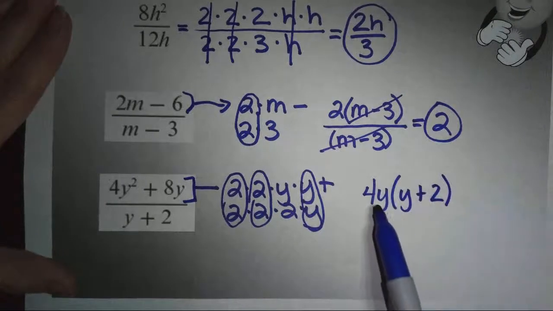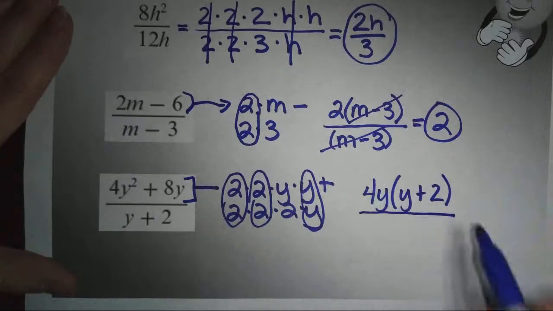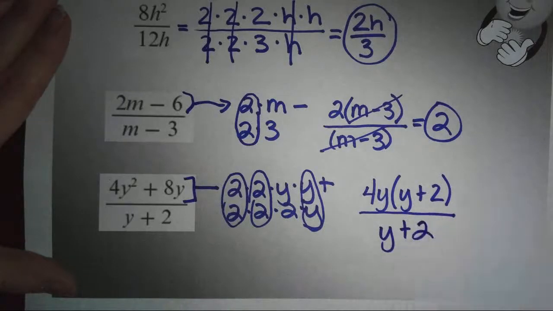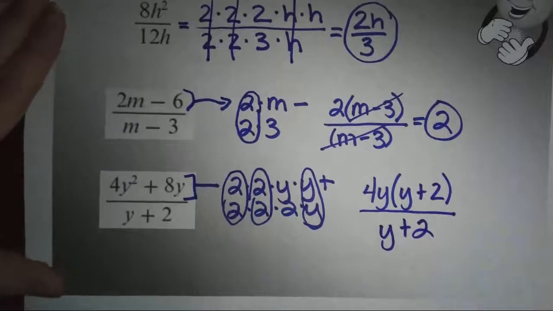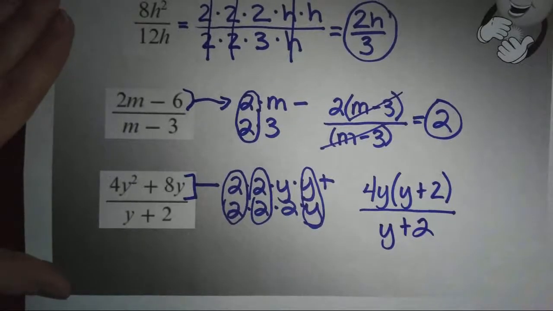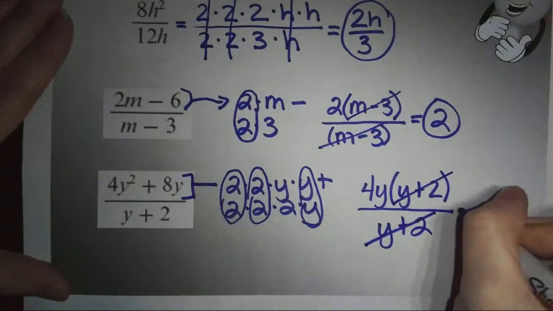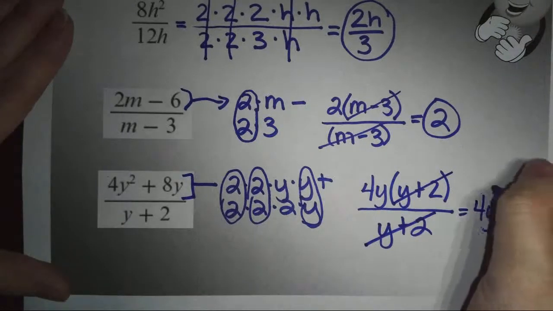So I factored out my numerator. My denominator, y and 2, they don't have any common factors. So I can just write y plus 2. And finally, I cancel out anything that's the same on top and on bottom. So I'm going to cancel out my y plus 2's, and I'm just left with 4y.